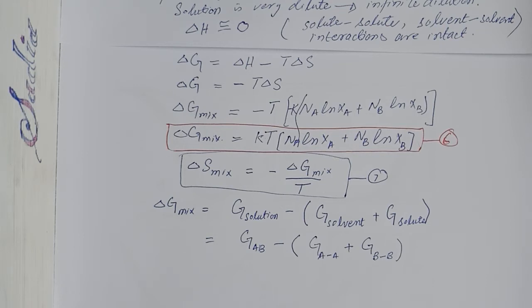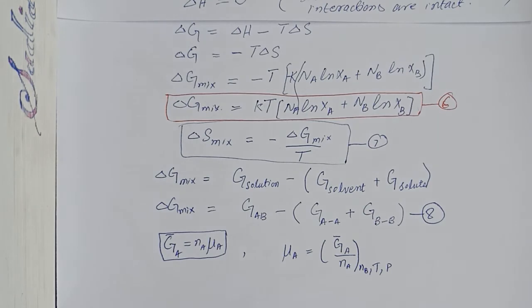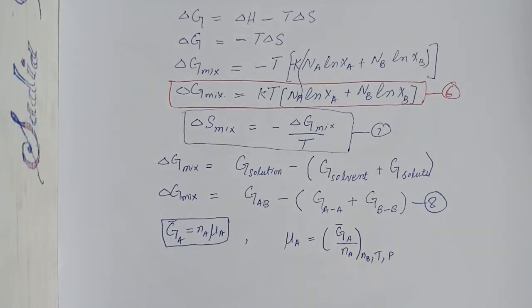So here the Gibbs free energy for the respective components is expressed in terms of the chemical potential. So the chemical potential is actually expressed as the partial molar Gibbs free energy change per number of moles of the respective component, keeping the number of moles of the other components constant at constant temperature and pressure. So according to the chemical potential definition, we can rewrite equation number 8, showing the Gibbs free energy change for the mixing, in terms of the chemical potentials.